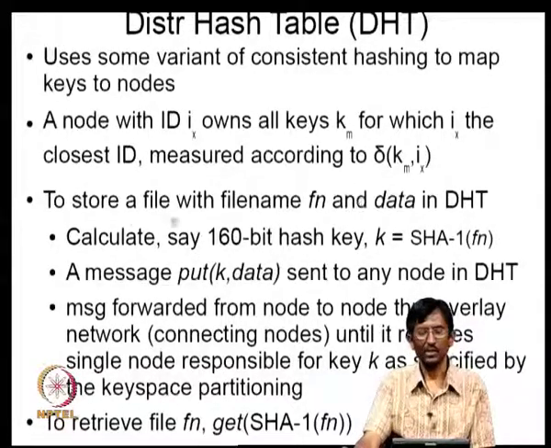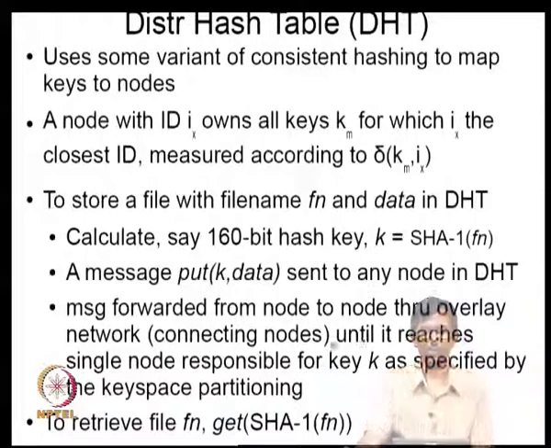So if you want to store it, you basically get the hash and you say put k comma data, and you send it to any node in the DHT. You can send it anywhere. Then that node in turn forwards it to some other node through some overlay network which connects the nodes, until it reaches a single node responsible for key k as specified by the key space partitioning. So essentially things are forwarded till it gets to the right place.